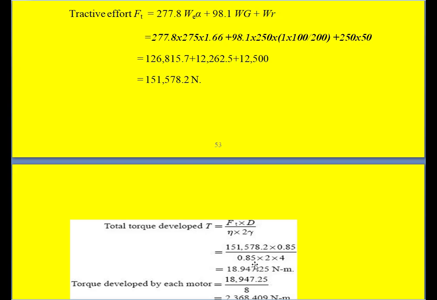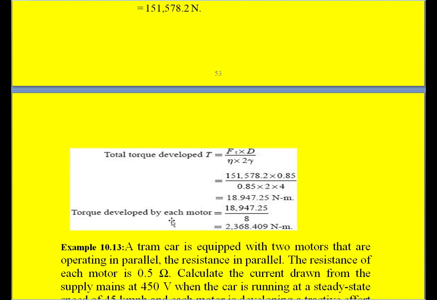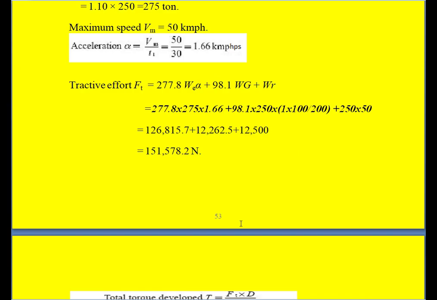So we write 0.85 into 2, and the gear ratio is given as 4. After simplification we get 18,947.25 Newton meters. This is the total torque developed by the traction system. So now what is the torque developed by each motor? We have used 8 motors here.